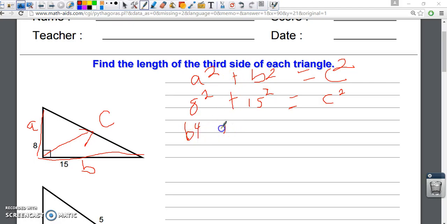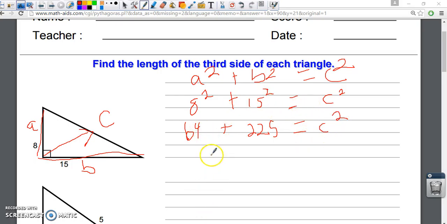So 64, bring my plus sign down. Now 15 squared. Again, this is not 15 times 2. It's 15 times 15. Okay? This is 225. And then I bring my C squared.